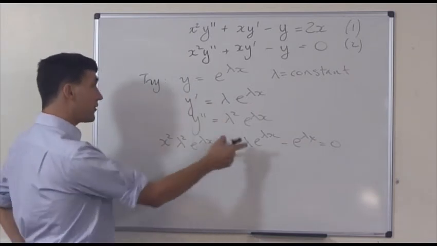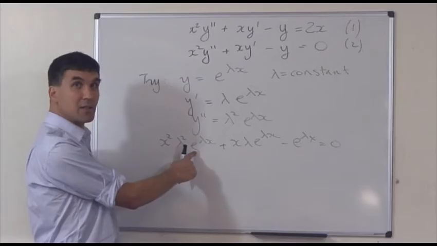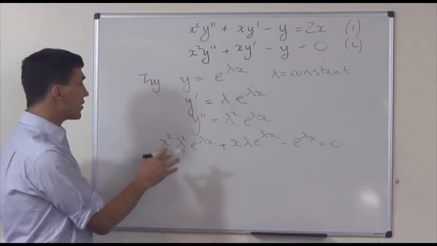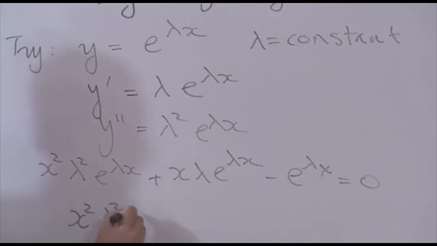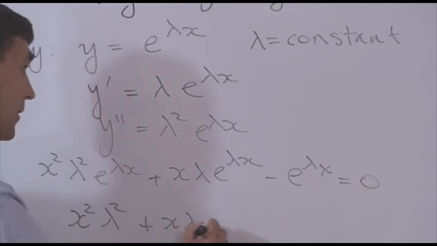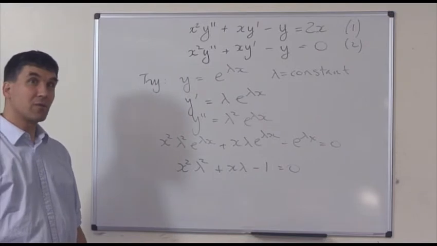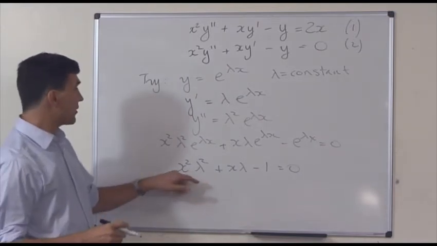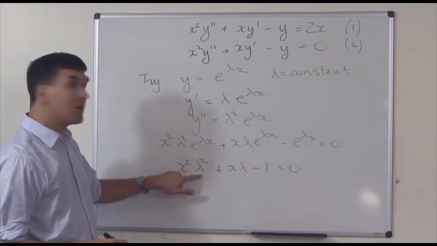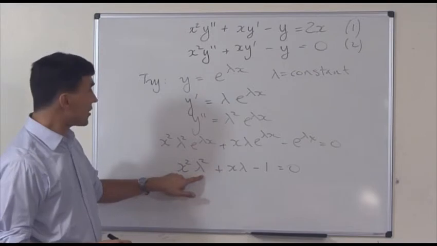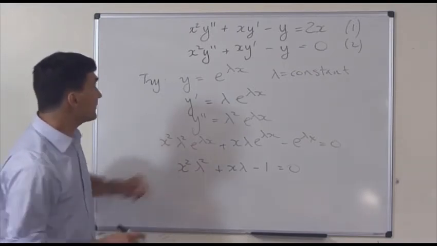Now we've got a common factor, e to the lambda x, and that is never 0. The exponential of something is never 0. So we can divide by e to the lambda x, and we get x squared lambda squared plus x lambda minus 1 equals 0. That would be the characteristic equation for this problem. But lambda is supposed to be a constant, and you cannot solve that equation for lambda without lambda depending on x. So this technique will not work.